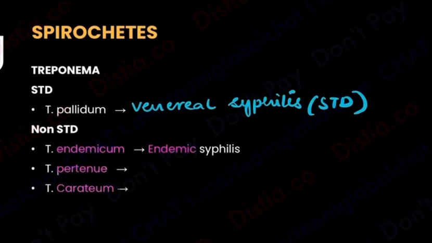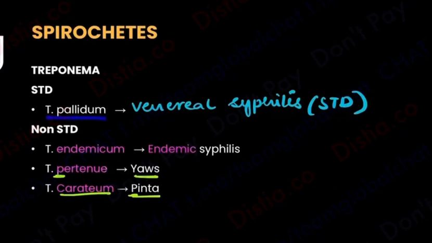Again, if you by now have studied path and micro with me, you know that my favorite mnemonic, and somehow it fits everywhere, is P is not for P. So if they ask you who is causing pinta and yaws, P is not for P. Pertenue is causing yaws and carateum is causing pinta. So remember that P is not for P.